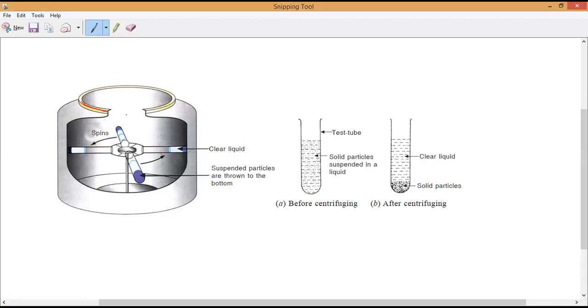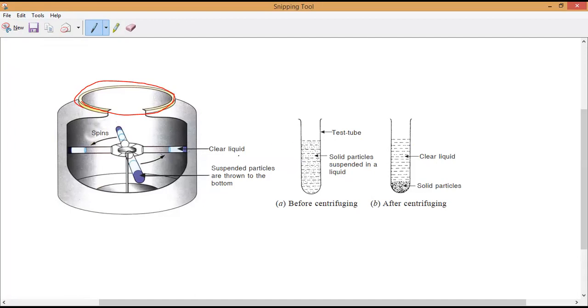If not, it will produce a sound also. So by observing the sound, we can understand something is not proper. Or the tubes sometimes will break. Because we are using plastic tubes, sometimes they may get damaged, and that also spoils the machine. So you have to be very, very careful while you are handling the centrifuge machine.